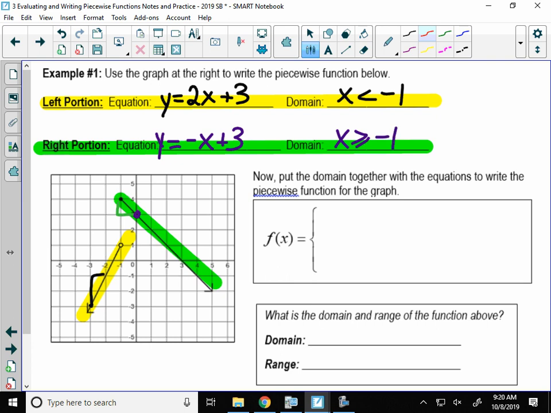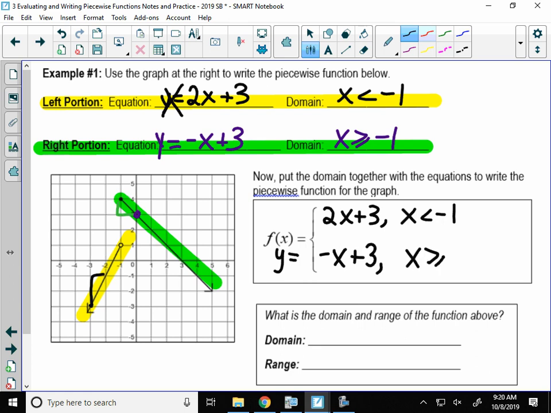Now the way that I write this as a piecewise function is I take each of those equations and domains and put them within the bracket. The only thing is I do not write this y equals anymore. I'm just going to write the equation 2x plus 3. I don't need the y equals because that f of x is acting like the y equals. I put a comma, and then I write the domain that went with the equation. Same thing for the right portion. I had negative x plus 3 as the equation, and my domain greater than or equal to -1.